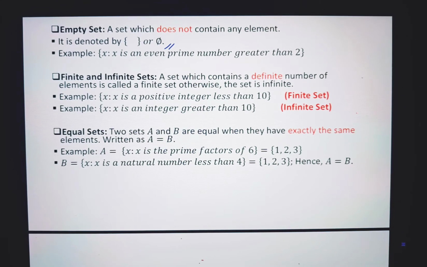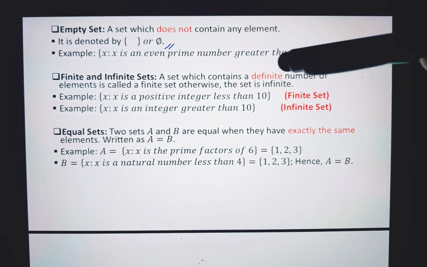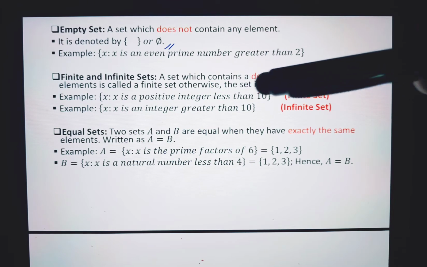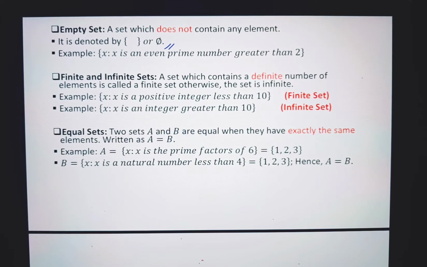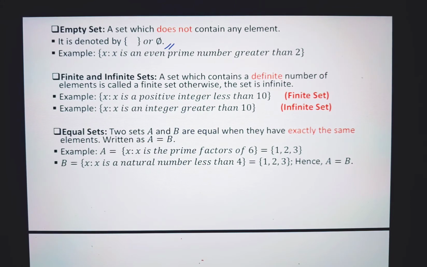Finite and infinite sets. Finite means something which you can count, and infinite means which is uncountable. So a finite set is a set which contains a definite number of elements. Simple as that. And what do we mean by infinite? A set which does not contain a definite number of elements. It will be an infinite set.